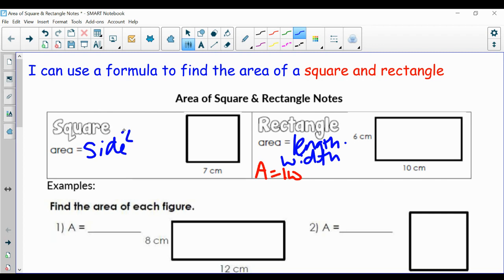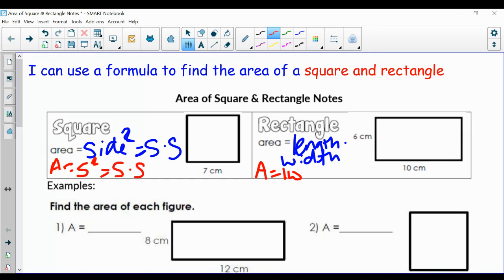squared. Okay, and remember that side squared is the same thing as side times side. Okay, so that's it in word form. And now let me write it in variable form. So A equals S squared, which is the same thing as S times S.